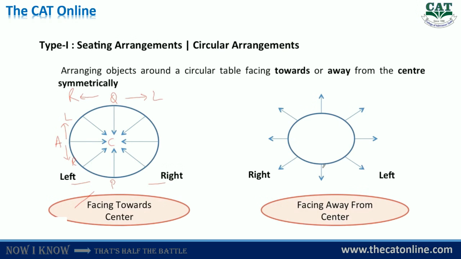Second case, if they're facing away from the center, let's say you are over here, then this P is facing towards you. P is your mirror image. Your left and right would be different from his left and right. P's left is over here, right is over here. A person who's sitting over here is facing just like you. His left is over here, right is over here. A person who's sitting over here, his left is on this side and right is towards this side.